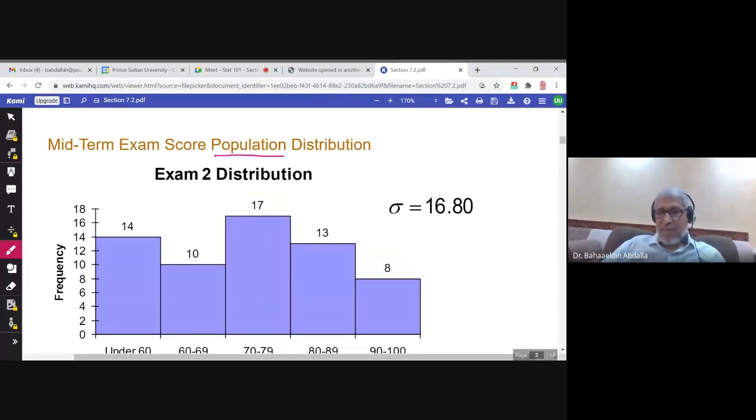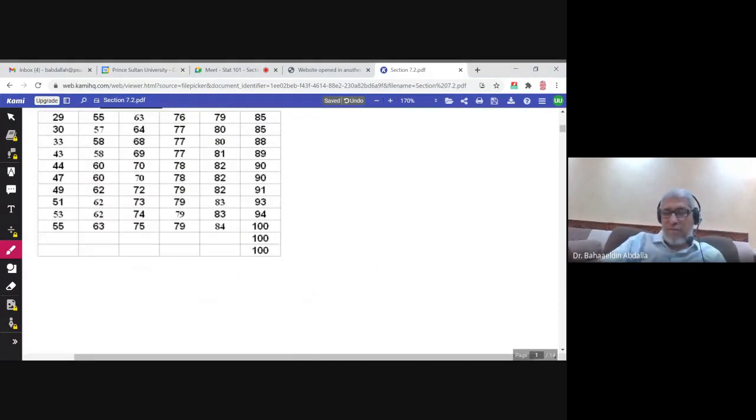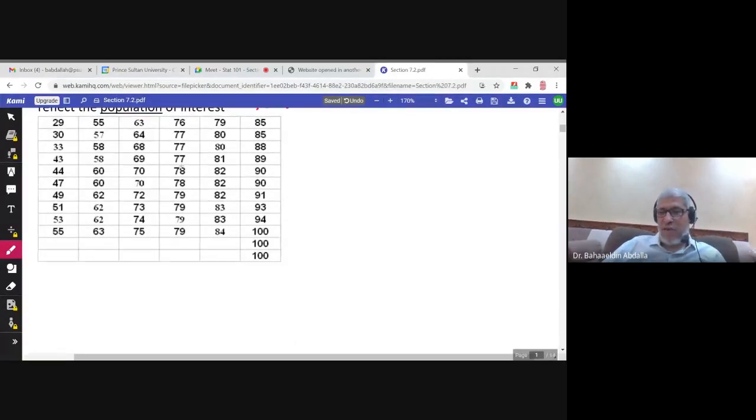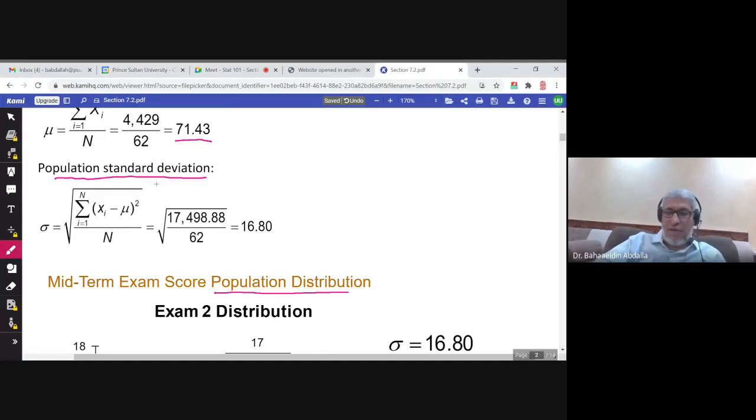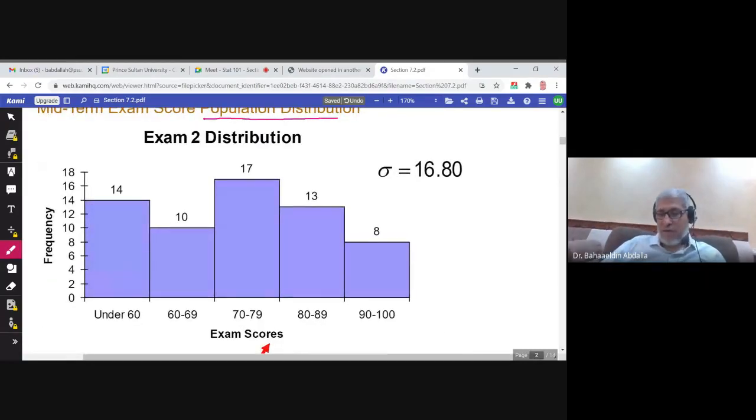Okay, this distribution, the population distribution, if you of course choose classes, say for example like here 5 classes, if you divide the population into 5 classes, under 60, from 60 to 69, and draw the histogram, this would be the histogram of the population.